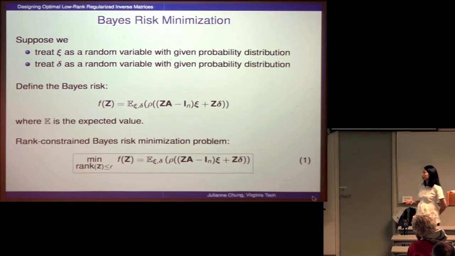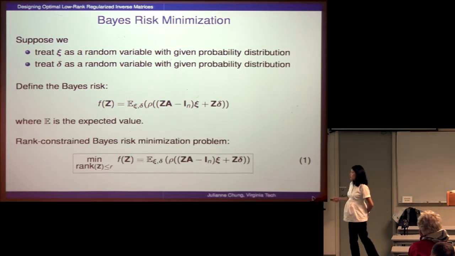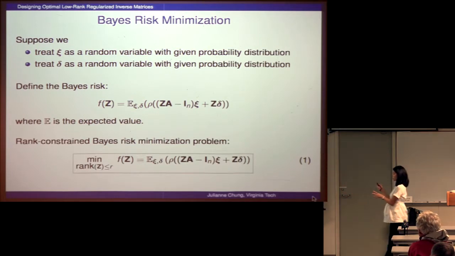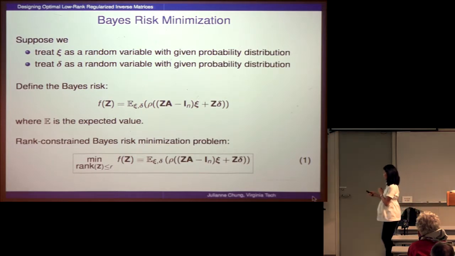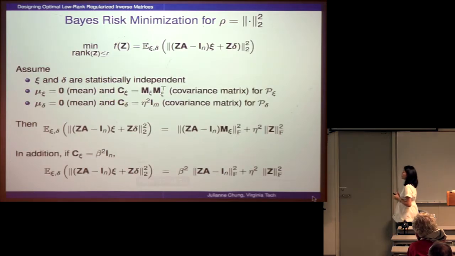Okay, and so the rank-constrained Bayes risk minimization problem can be written in the following form: minimizing over all Z matrices with rank R, this expected value. Now, let me quickly point out, when you talk about it in terms of the Bayes risk in the theoretical case, you actually need to know A. So that's, I guess, a caveat of the Bayes risk problem. But it turns out this is actually a very interesting linear algebra problem.